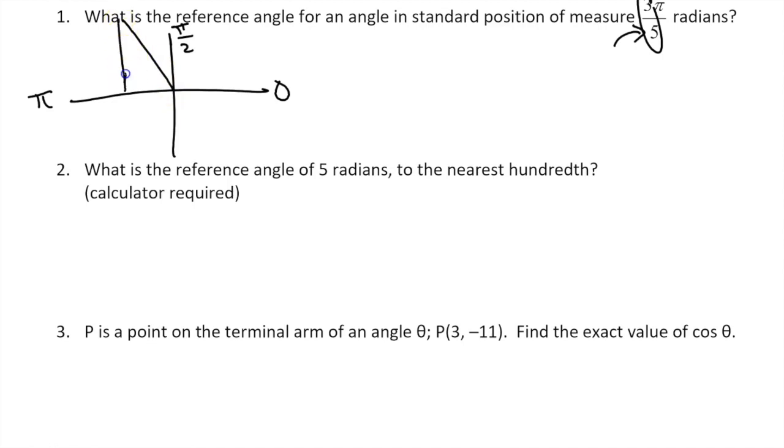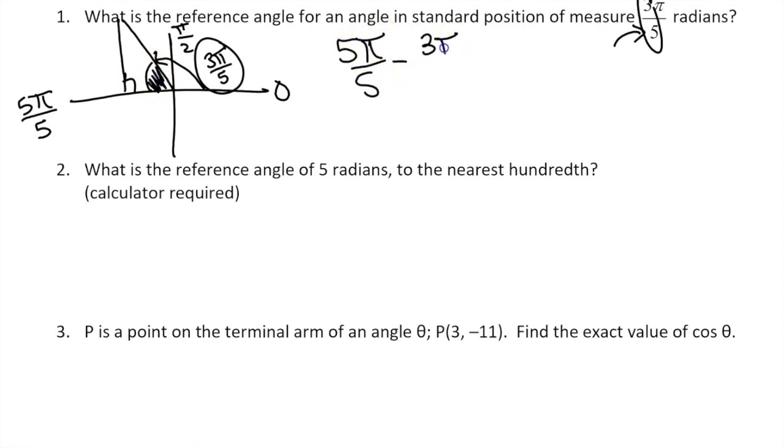If we drop that down to the x-axis, we've traveled all the way over 3 pi over 5, and pi is equivalent to 5 pi over 5. Then the gap left, the reference angle, would be 5 pi over 5 subtract 3 pi over 5, and that's going to give us a reference angle of 2 pi over 5.